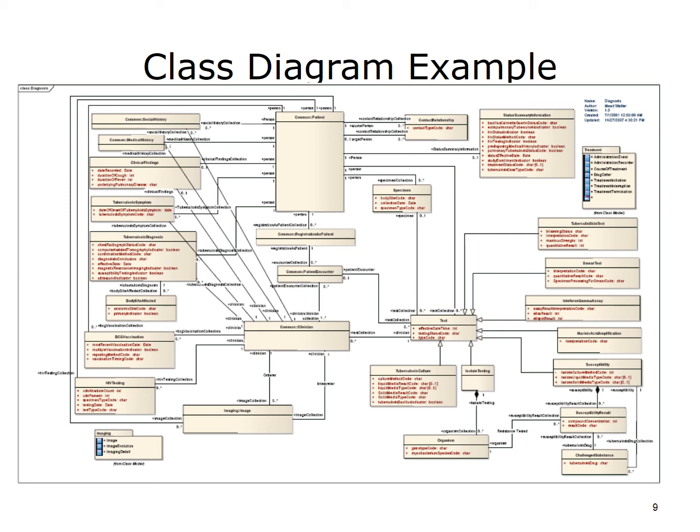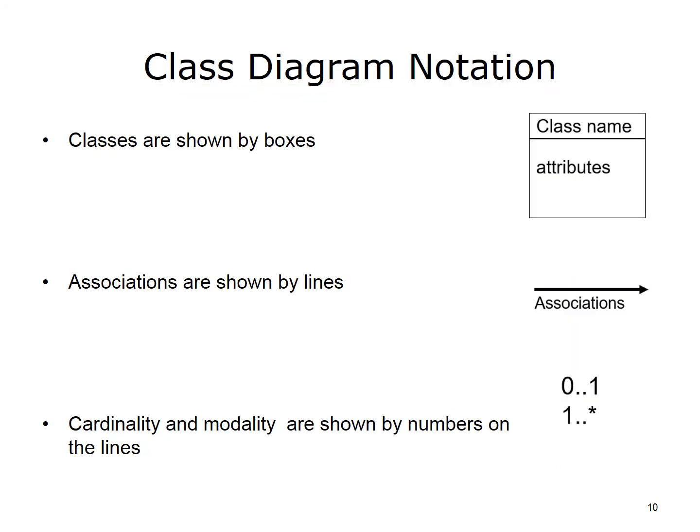Class diagrams show the data in boxes and the relationships between the data, called associations. Like entity relationship diagrams, class diagrams also show the minimum and maximum times an instance of one class can be related to an instance of another class, called cardinality and modality of the relationships. A class, shown by a box, represents the information collected, generated by, or used in a process. An association, shown by a line, represents relationships between the information.